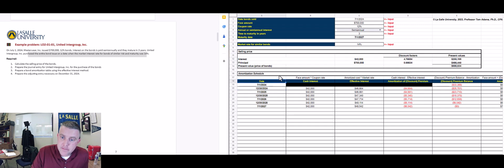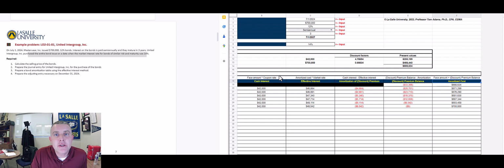So you'll notice across the columns here of date, cash interest, effective interest, amortization of the discount or the premium, the discount or premium balance, and then the amortized cost of the investment. So the amortized cost of the investment starts at that $666,634. This discount here is the difference between that number and the face amount, which is $700,000. Okay, so we offered a discount to United for $33,366 to compensate them for the lower coupon payment amount compared to the market. Okay, so that is where we are beginning.